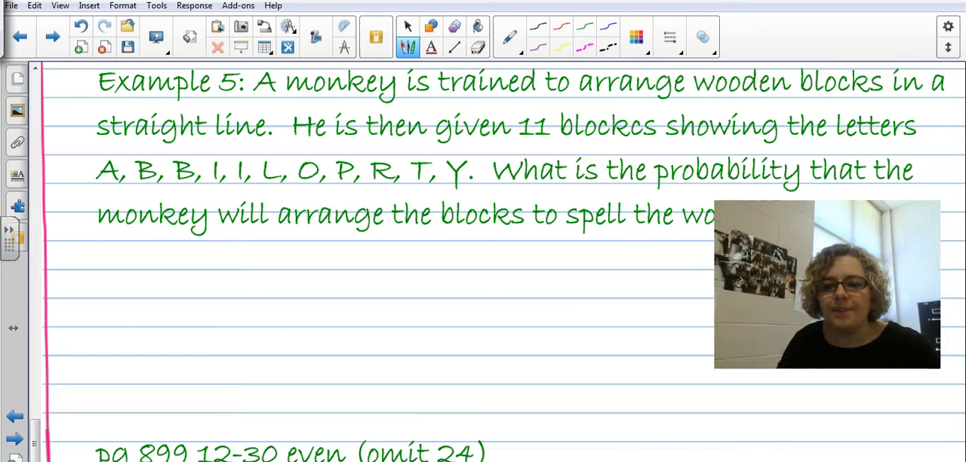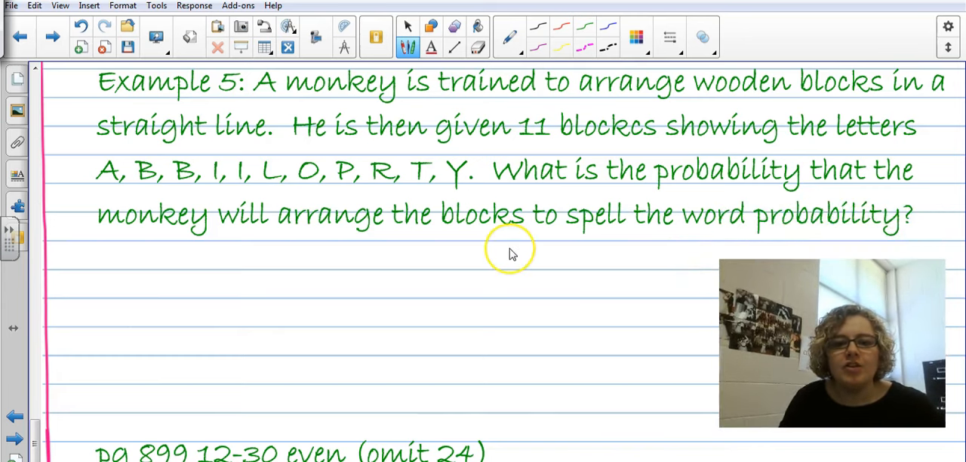All right, a monkey is trained to arrange wooden blocks in a straight line. He is then given 11 blocks showing the letters A, B, B, I, I, L, O, P, R, T, Y. What is the probability that the monkey will arrange the blocks to spell the word probability? So you put the number of favorable outcomes over the number of total outcomes. Well, there's only one way to spell probability. So that's 1 over the total number of ways you can do that.